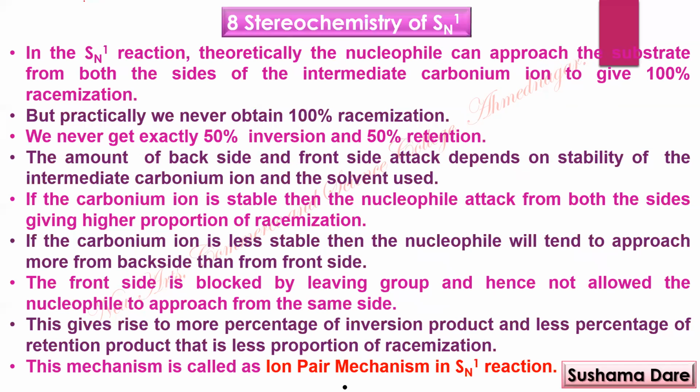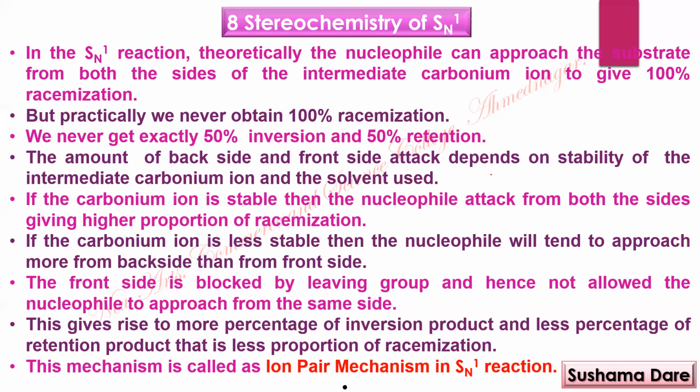Now the next point is the stereochemistry of the SN1 reaction. When we talk about stereochemistry, the starting compound has to be optically active. There has to be a chirality center in the reactant, and theoretically the nucleophile can approach the substrate from both sides of the intermediate carbonium ion to give 100% racemization. As we already saw in the previous video, the carbocation is planar, and therefore there is an equal chance for attack of the nucleophile from the front side as well as from the back side. So we get 50% inversion of configuration and 50% retention of configuration.